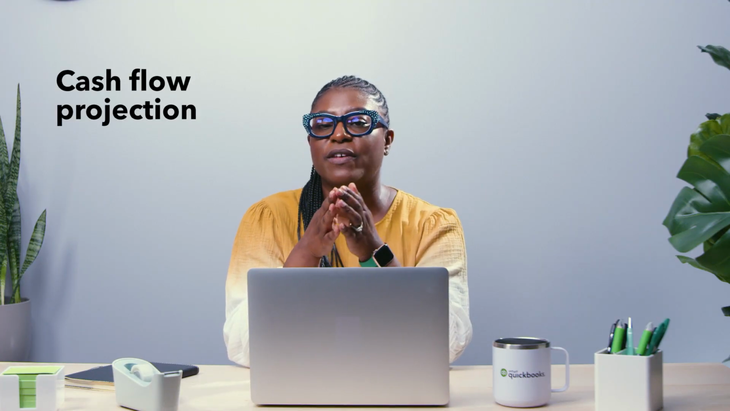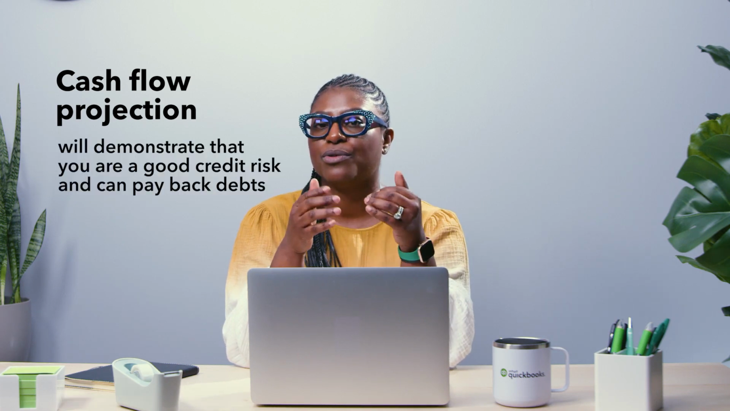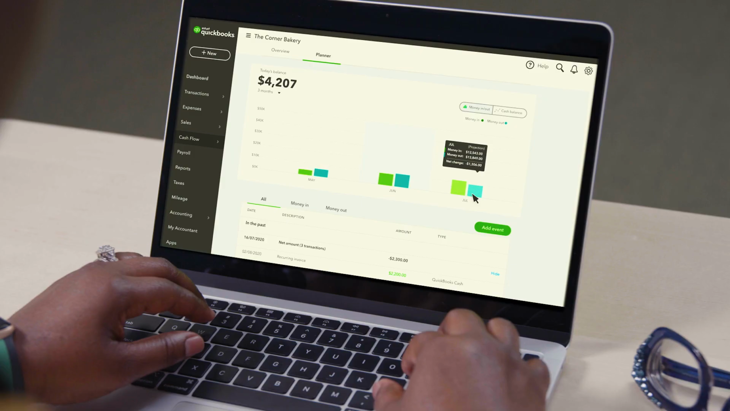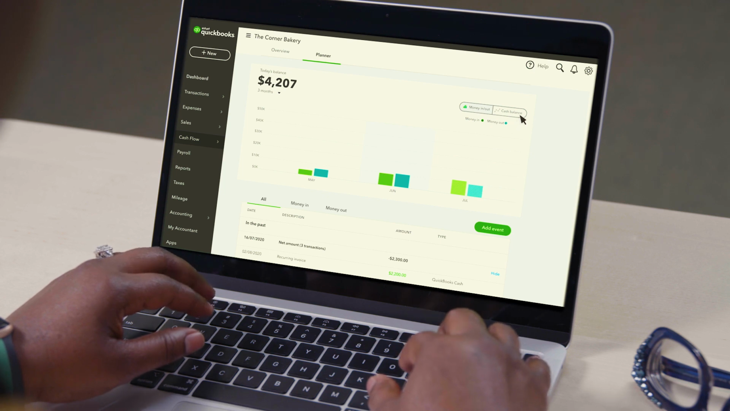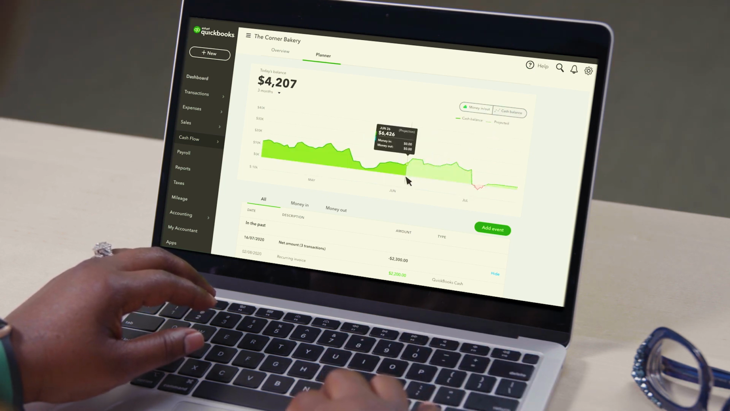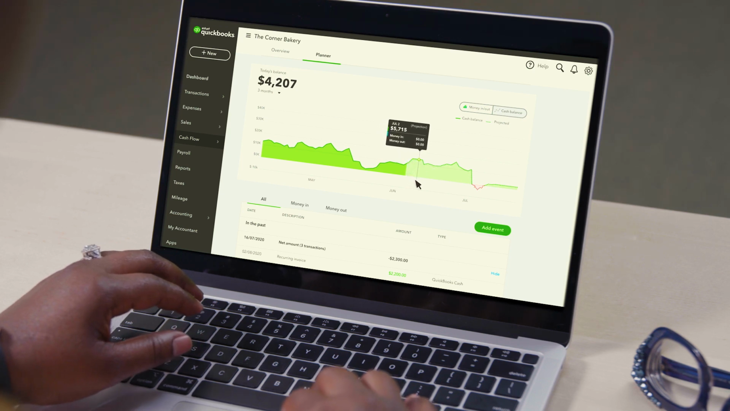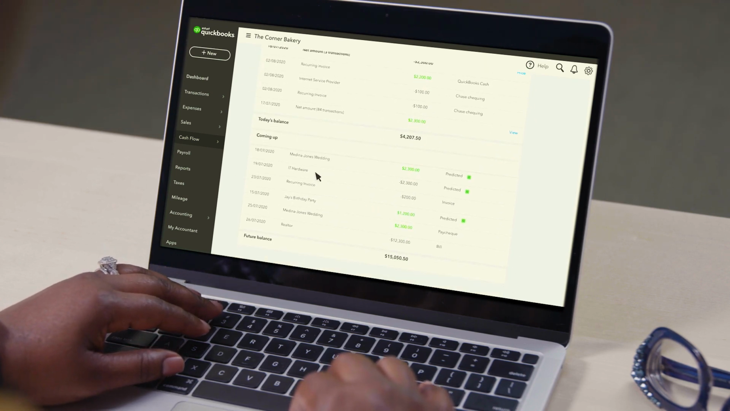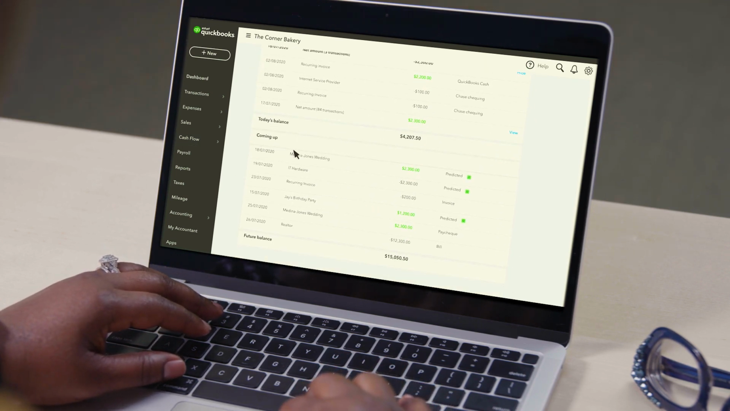Cash flow projection. This statement will demonstrate to an investor or a loan officer that you are a good credit risk and can pay back your debts. The 3 sections of a cash flow projection are cash in. These are the sales you plan on bringing in. Be careful not to be overly optimistic with your revenue amounts. Cash out. These are the amounts you're expecting to pay during the month. And lastly, cash flow. Take your cash in and subtract out your cash out, and that leaves you with your cash flow.